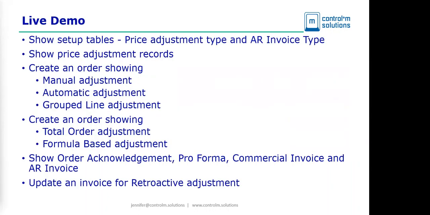For the live demo, I'll show you the setup tables for the price adjustment type and AR invoice type. I'll then show you the setup for the price adjustments themselves. We will then review 2-tier and 3-tier orders and look at 3 different documents: the order acknowledgement, the proforma, and the AR invoice, which we will view from the accounts receivable invoice screen.